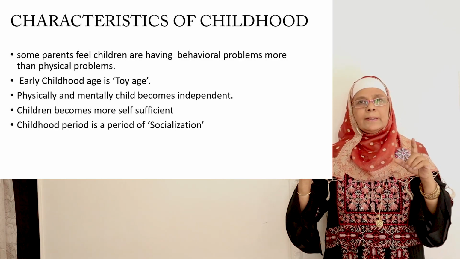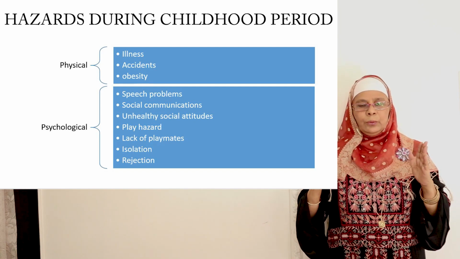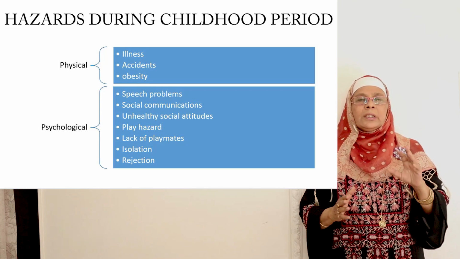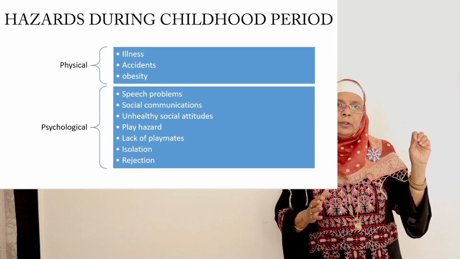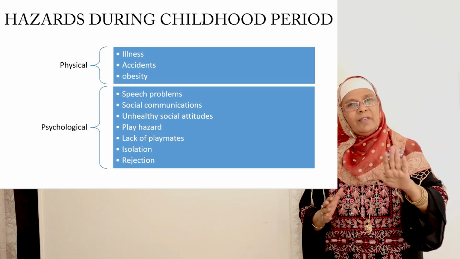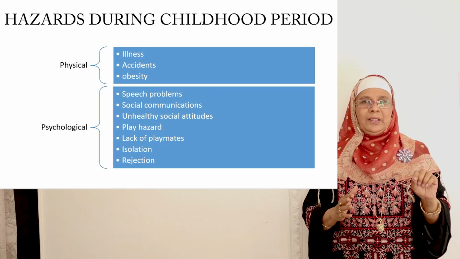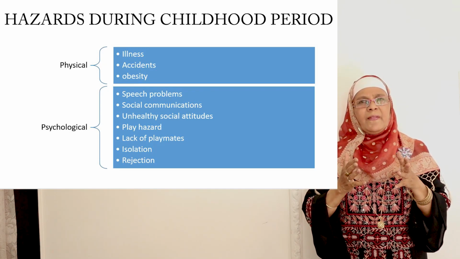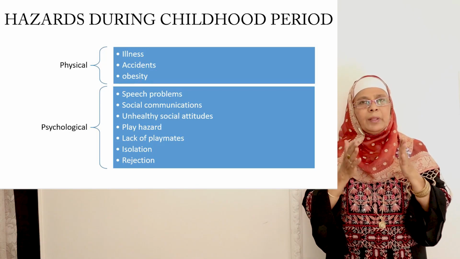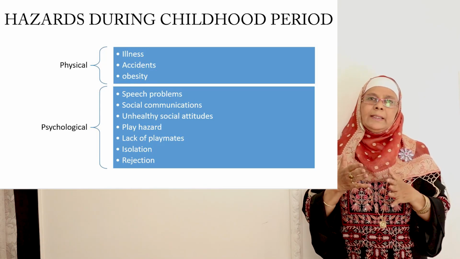Then let us come to the hazards during the childhood period. There are again two hazards. One is physical hazard. Some children, because of previous conditions which have affected their development, may face illnesses during the childhood period. Some children are not keeping well and on and off they fall ill, and that can be a physical hazard for their development. Second hazard, some accident may take place.